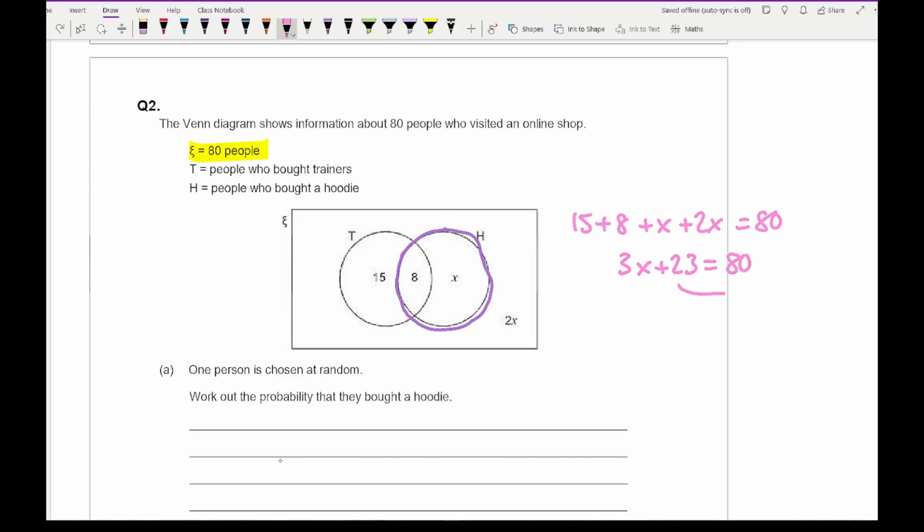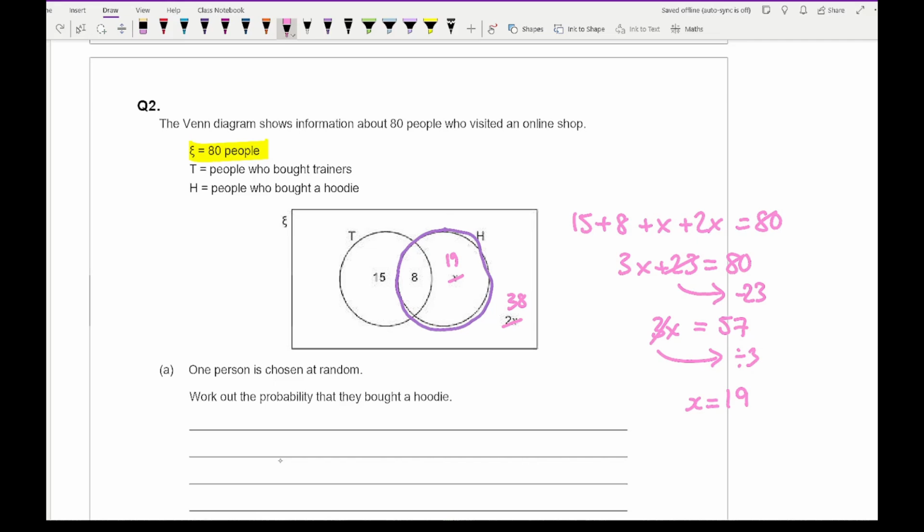And I just need to solve this equation. So I take away 23. So 3x equals, and that's going to give me 57, and then dividing by 3 gives me an x value of 19. So I can then replace this with 19, and 2 times 19 is 38. So from this I can then answer the question.